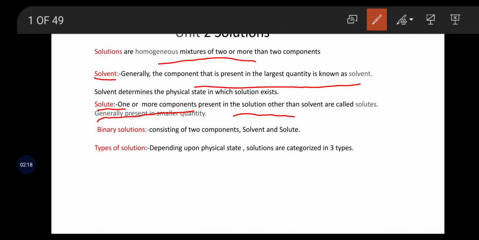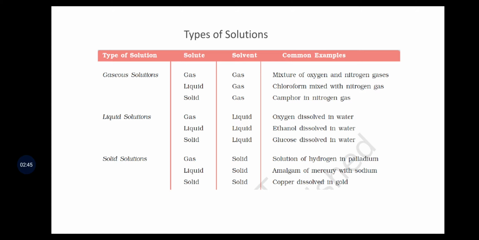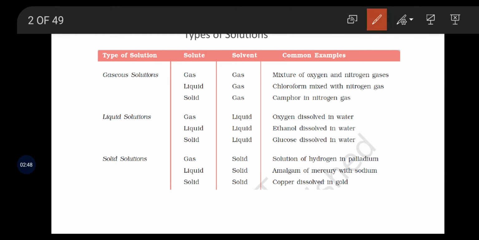Now, next, what is a binary solution? The solution which contains two components, solvent and solute, is called a binary solution. Now, the type of solution depends upon physical state. Solutions are categorized into three types: gaseous solution, liquid solution, and solid solution.